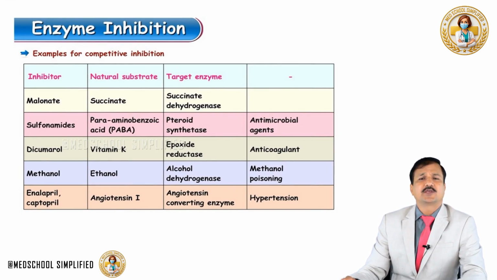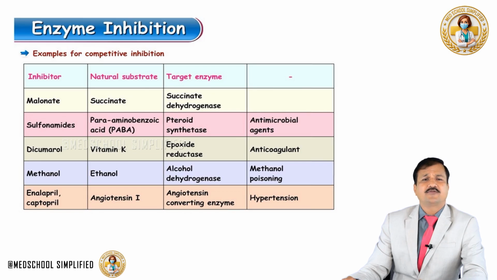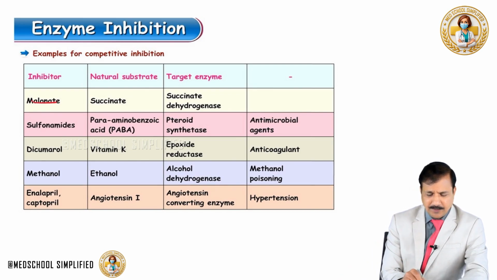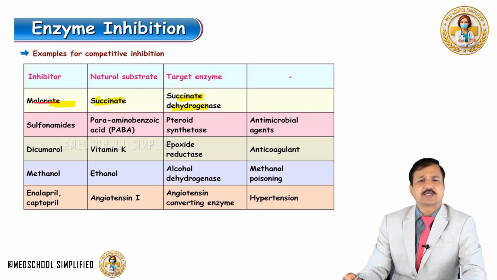This table is giving you a list of competitive inhibitors, the natural substrate, and the target enzyme. Malonate is going to compete with succinate for the succinate dehydrogenase enzyme, which is there in the TCA cycle. Sulfonamide is going to compete with para-aminobenzoic acid for the enzyme in bacteria, acting as an antimicrobial agent. That enzyme is used in the synthesis of folic acid in the bacteria.